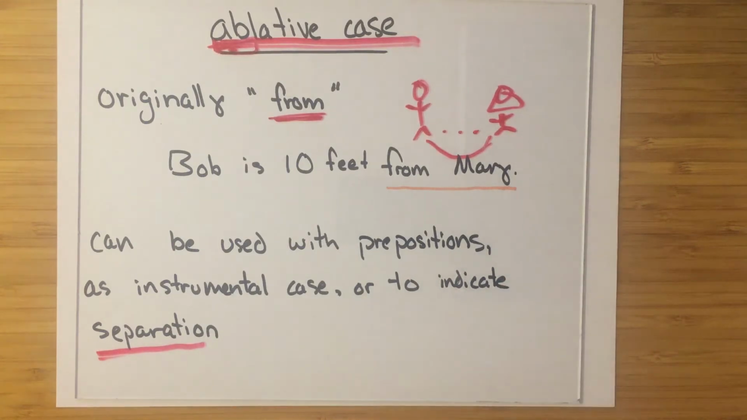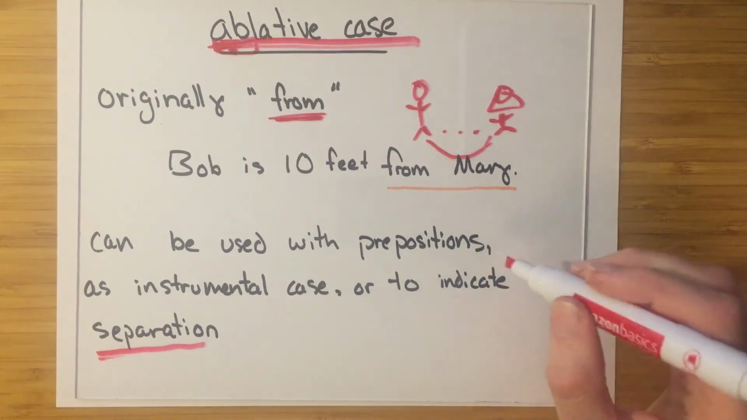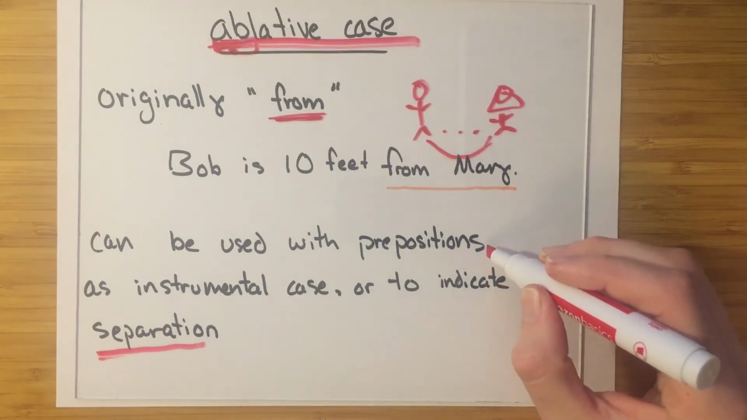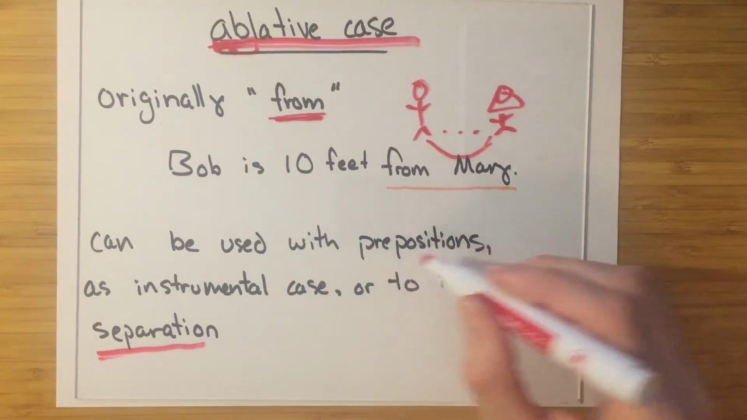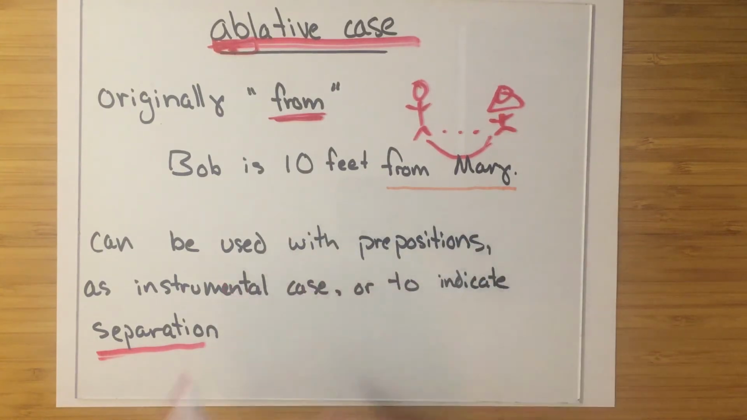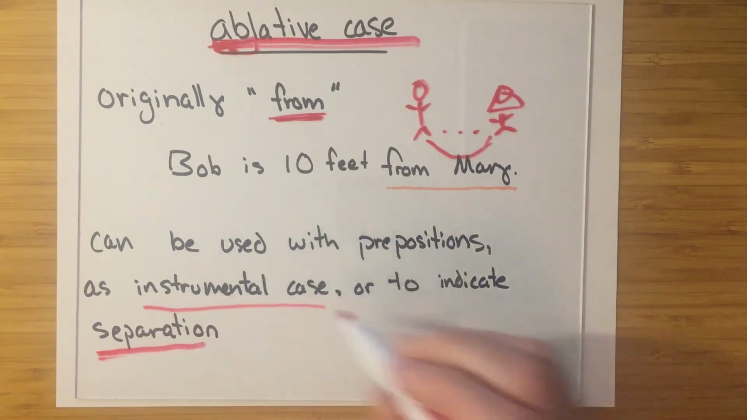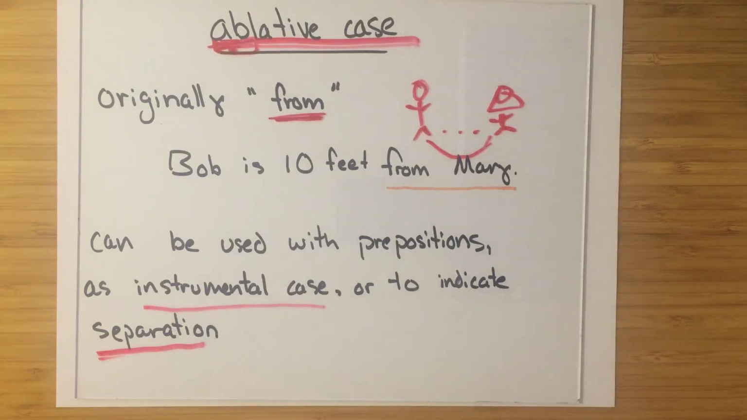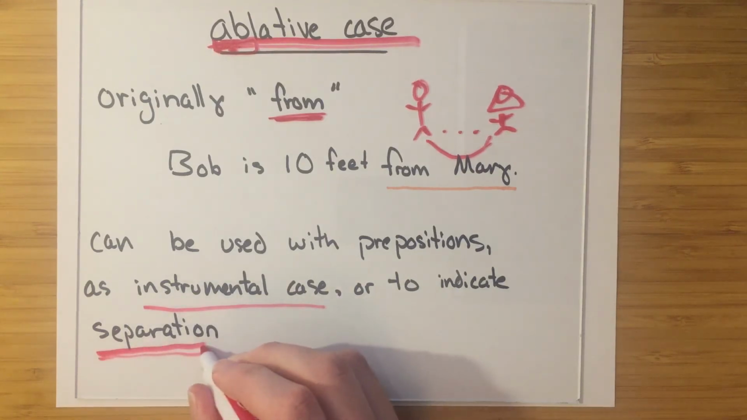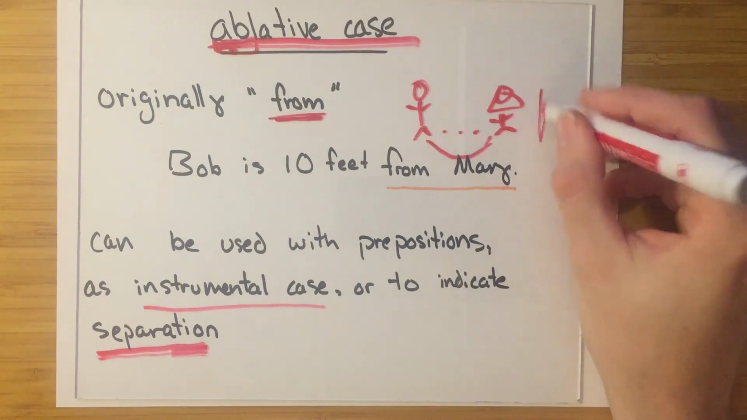Obviously physical distance is one use. In languages that have an ablative case, it can often also be used with prepositions, or be used as an instrumental case. Latin would be an example where the ablative is used as an instrumental case as well. So it can often be sort of a mixed bag of uses. The original use would be maybe figurative separation and then literal separation.